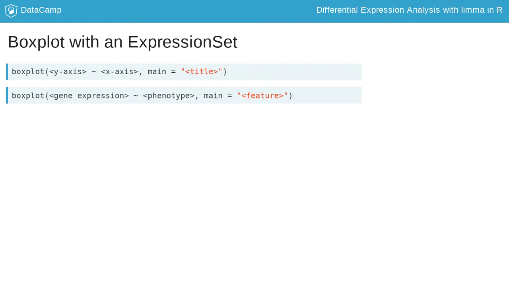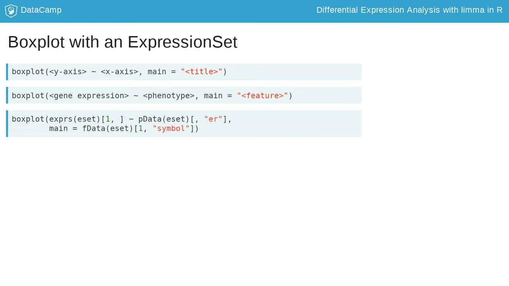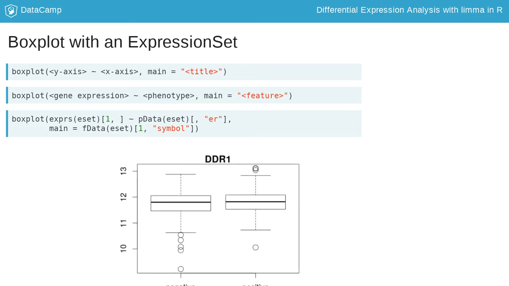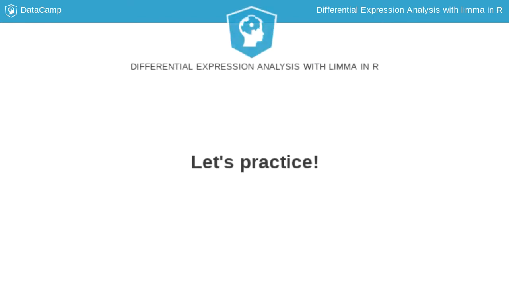Using an ExpressionSet object containing the breast cancer data, the first gene can be plotted by using the accessor methods exprs, pData, and fData to get the same result. This becomes more powerful when combined with the convenient subsetting from the previous slide. Now it's your turn to work with ExpressionSet objects.